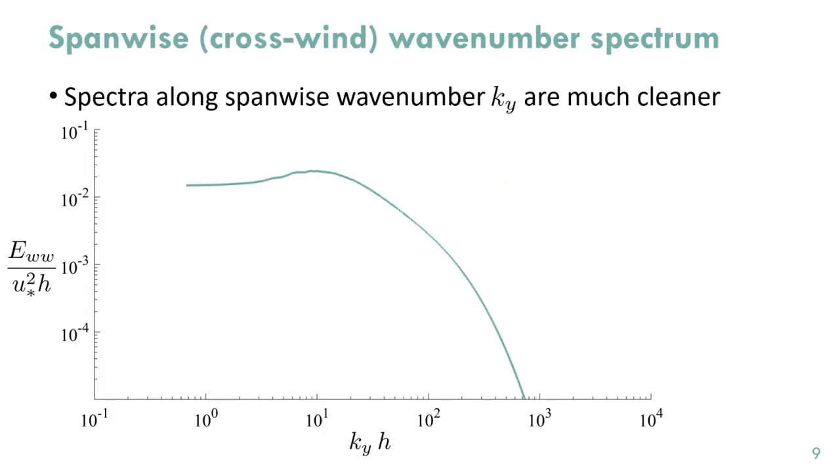However, on a whim, I looked at the spectrum along the span-wise or the crosswind wave number ky, and it turns out that this spectrum is much cleaner and that you get a very distinct peak that separates the lowest wave numbers from the inertial subrange scales. And so now what we can do is characterize the spectrum in terms of the energy density of the peak and also the wave number where this peak occurs, and then look at how these properties scale and vary across the different flow cases that we looked at.